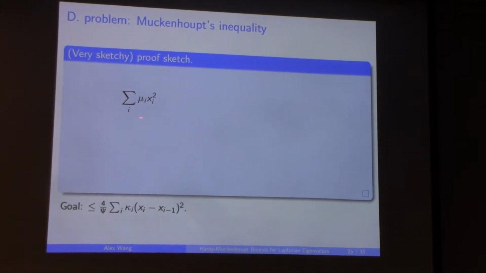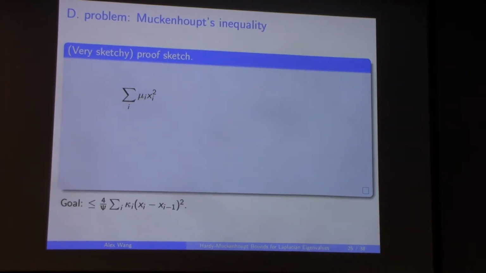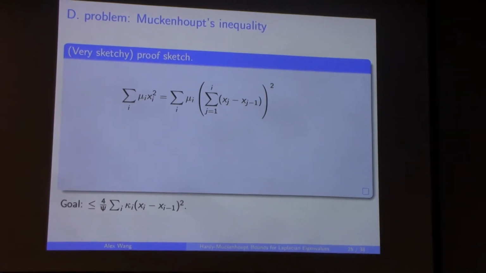We're going to start with this quantity here, where this is the mu-weighted L2 norm of x, squared. The goal is to bound it by 4 over psi times the kappa-weighted L2 norm of the differences. The first thing you might want to do is note that this is x_i, and really we want the differences. So I'm just going to write it as a telescoping sum, all squared.